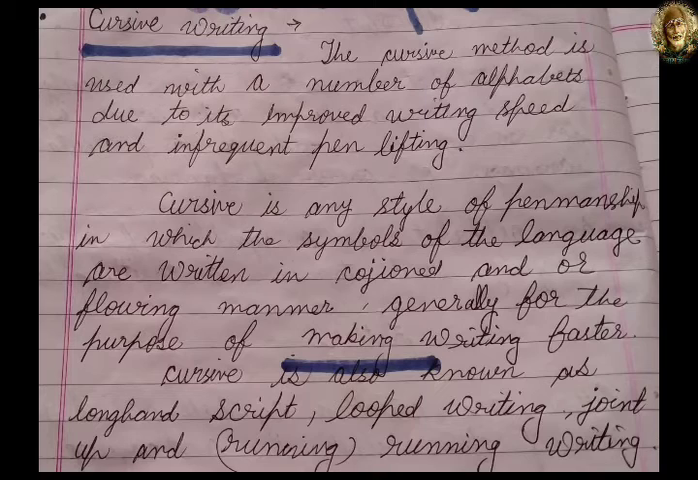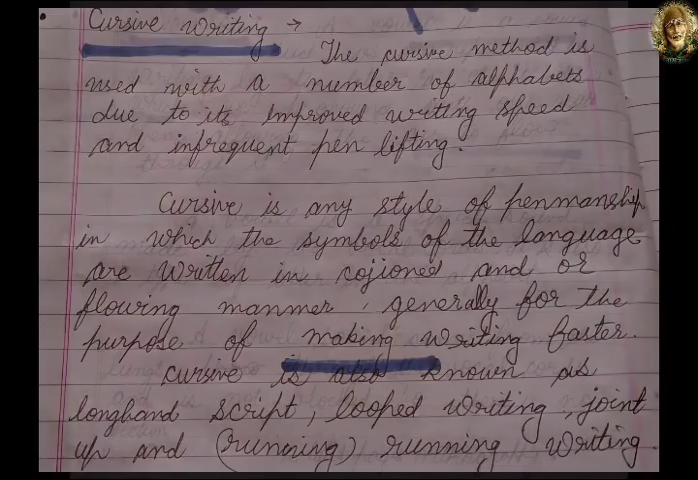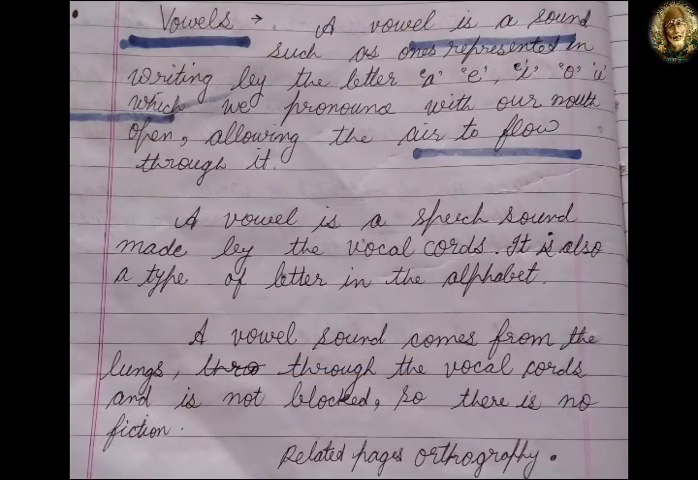Cursive is also known as longhand script, looped writing, joint up, and running writing. These are the names of cursive writing. Once again, try to understand what is cursive writing. Cursive writing is also known as longhand script, looped writing, joint up, and running writing. Okay, is that clear? Now we come to vowels.